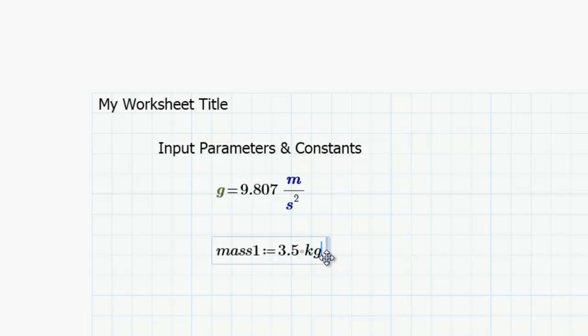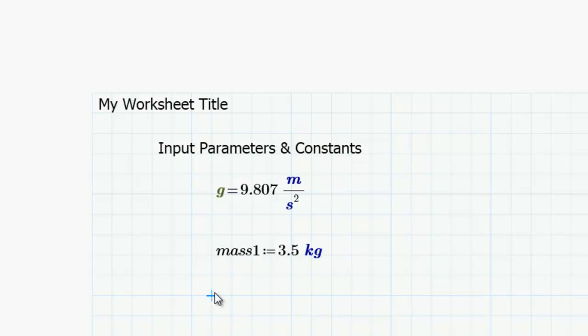You'll notice that Mathcad inserts an implied multiplication sign. Kilograms is actually a mathematical unit here. And so now I have a mass 1 defined as 3.5 kilograms. And when I hit enter or click out of the region, the unit is recognized. And now I have both G and a mass.